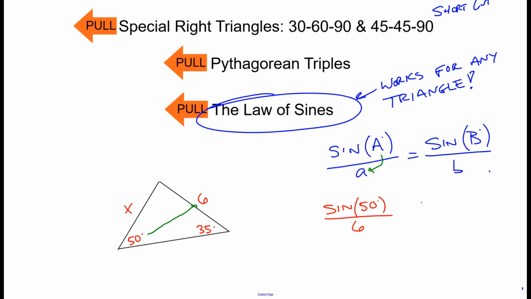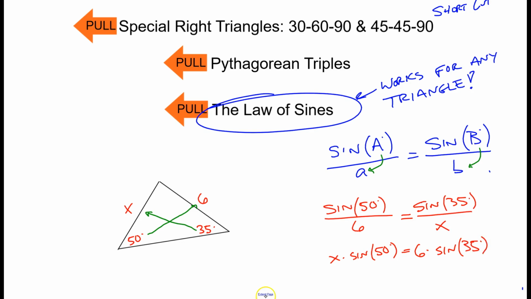Now let's see what the other half of this proportion says. Angle B is always across from side length B. So that means I've got this 35 degrees, that's across from X. So the other half of my proportion is going to be the sine of 35 degrees over X. Now, through the magic of algebra, you can take this proportion and rewrite it as X times the sine of 50 equals 6 times the sine of 35.